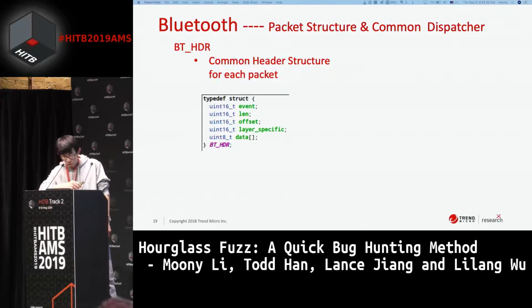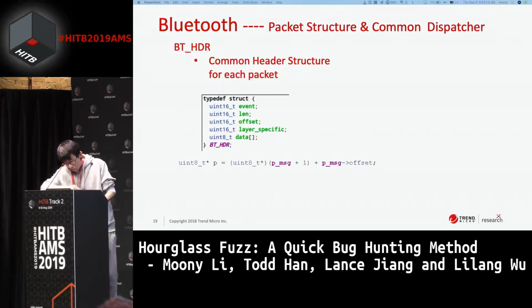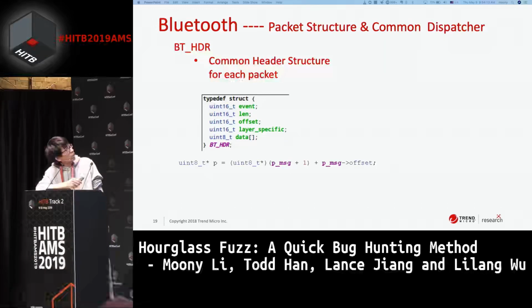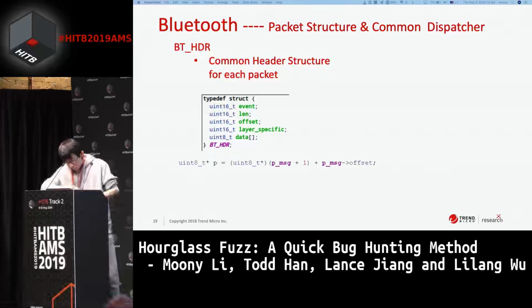And also in the code, we will see that sometimes the code will use this to calculate the real address of the data, not just by the data array field. And also the offset field sometimes will guide the processing function to skip some header when it begins to process data. And I remember that we will have an example in the next section.